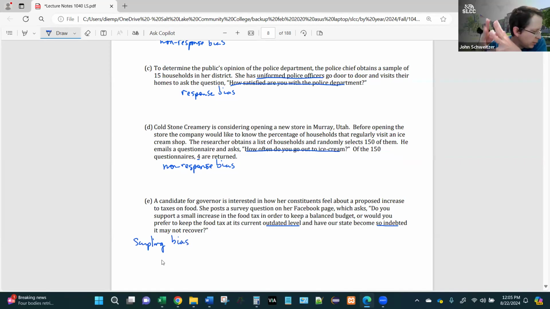So sampling bias is the bias, right? It's when you use a poor method. So what's the bad method here? It's a voluntary response, right? Good. Okay, so have you guys ever been to the governor's Facebook page? I haven't, okay? But some people do.